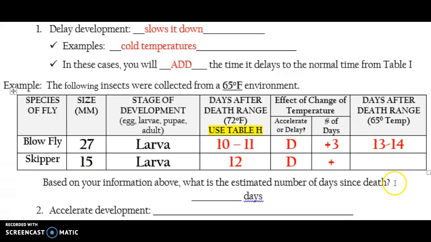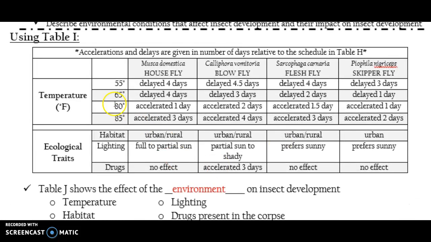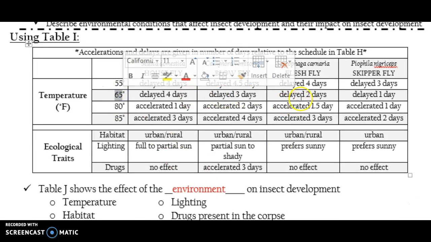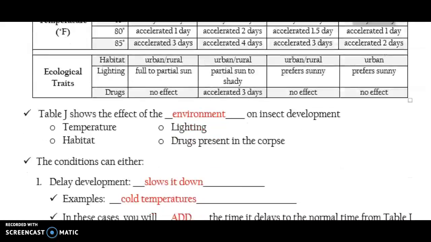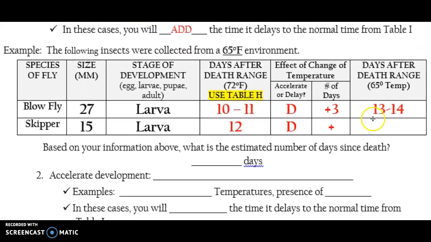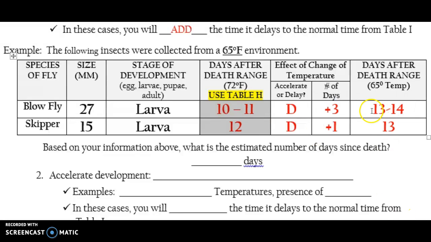Now the next one, the skipper fly at 65 degrees. I look in my table, and again we're still at 65 degrees, but now I am dealing with the skipper fly, which is going to be delayed only 1 day, so they're not as greatly affected. So I put in 1 day, I add it to the 12 days that it would be under normal conditions, and I get 13. In this case, we had no overlapping days before, but when we take into account the temperature, the overlapping time is now 13 days.